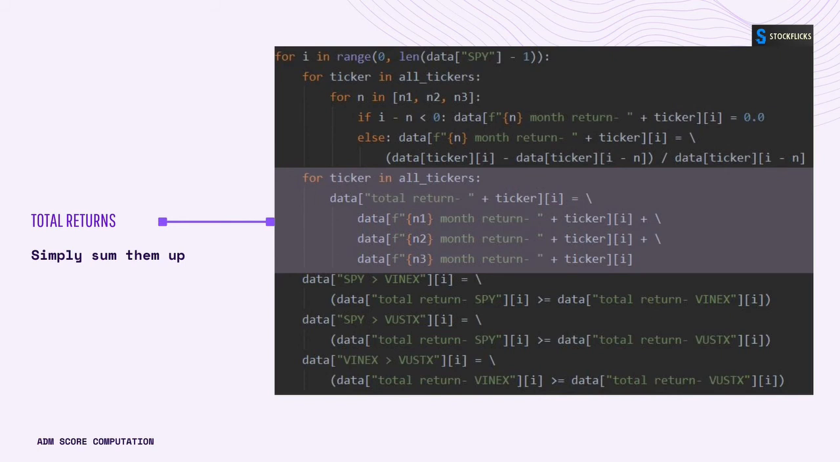Great! We can now add up returns from 1 month, 3-month and 6-month momentum period at time t for each index and get the total returns for them. We can simply sum them up to get the result.